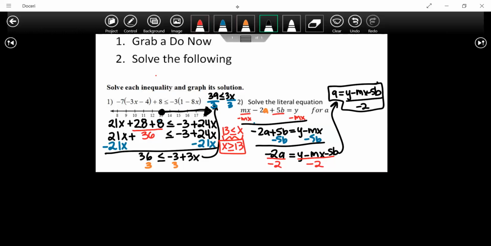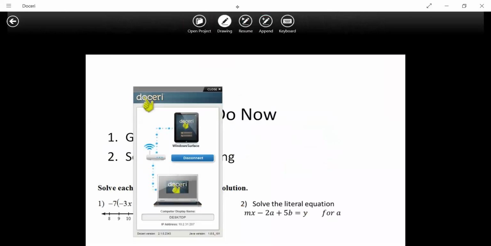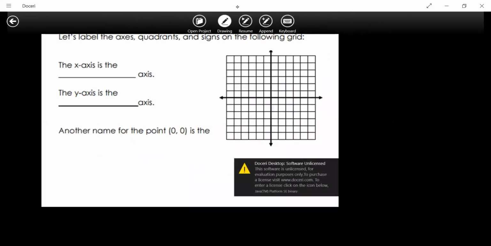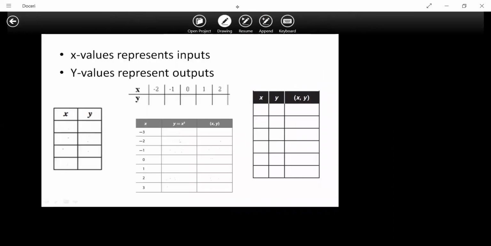Are you ready? Here we go. Copy down the following. The coordinate plane. We are introducing the coordinate plane graphing. If you want to use graphing paper, I have some on my desk. You can grab some. Like Ms. Reyes said, there's graph paper in the back for you to use.